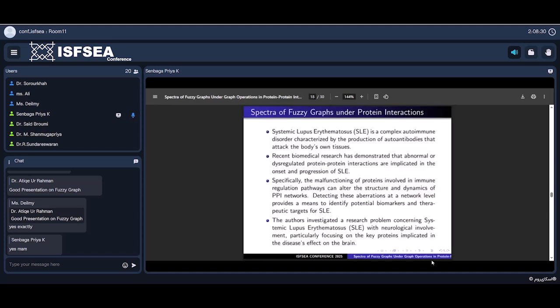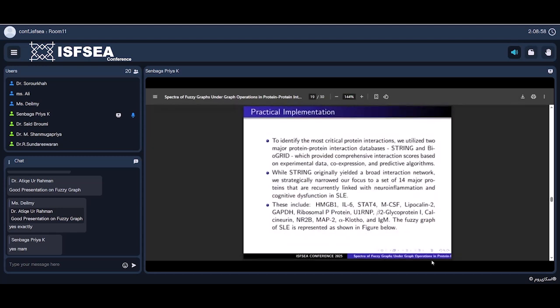And now we'll be doing a practical application on a protein-protein interaction network. SLE is a complex autoimmune disorder characterized by the production of autoantibodies that attack the body's own tissues. Recent biomedical research has demonstrated that abnormal or dysregulated protein-protein interactions are implicated in the onset and progression of SLE. Here the authors investigated a research problem concerning SLE with neurological involvement, particularly focusing on the key proteins implicated in the disease's effects on the brain.